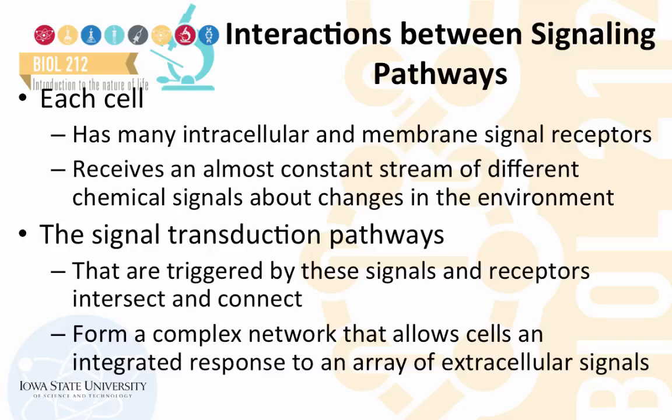In addition to receiving a particular signal, there can also be interactions between signaling pathways. Each cell has many intracellular and membrane-bound signal receptors, which allows it to receive an almost constant stream of different chemical signals about changes in the environment. The signal transduction pathways that are triggered by these signals and receptors intersect and connect to form a complex network that allows cells an integrated response to an array of extracellular signals.